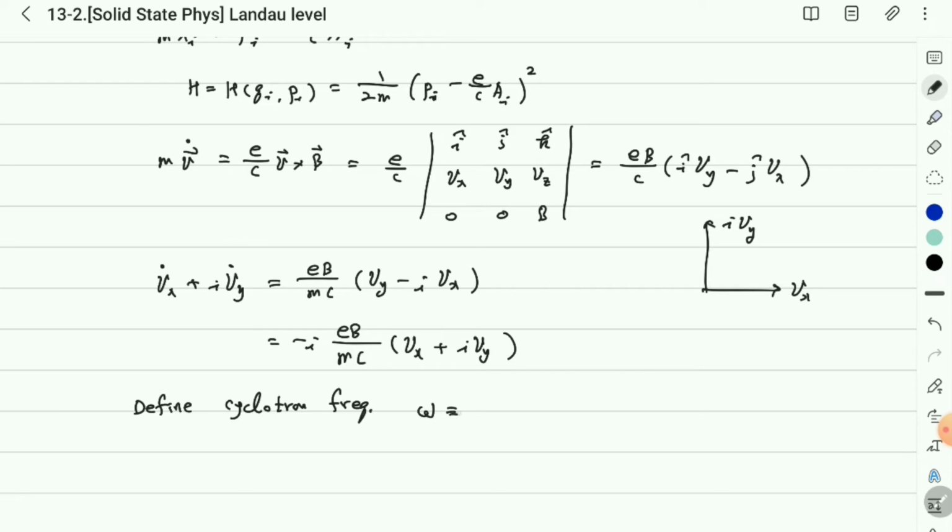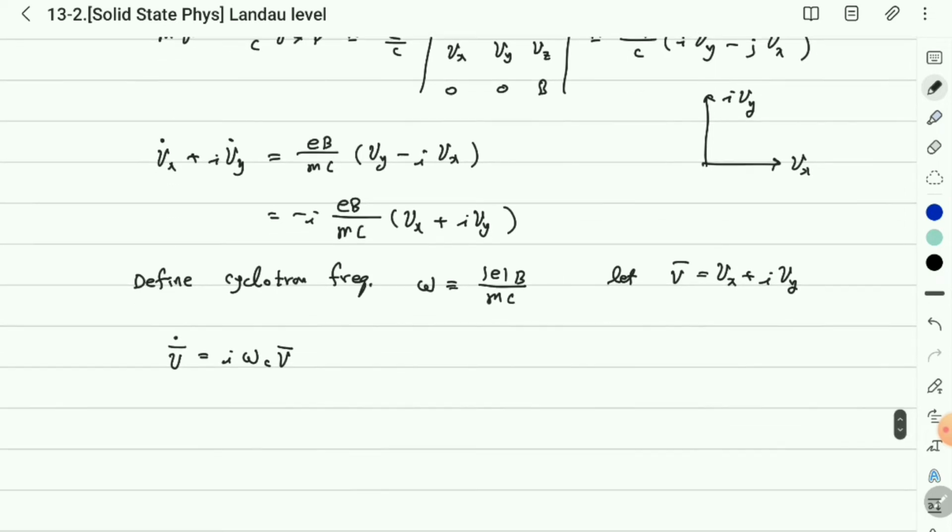Cyclotron frequency is eB over mc, and also let v bar be vx plus i vy. Then the above equation can be written as v bar dot equals i omega_c v bar. Then we can calculate by separation of variables: dv bar/dt equals i omega_c v bar. Therefore, dv bar over v bar equals i omega_c dt.